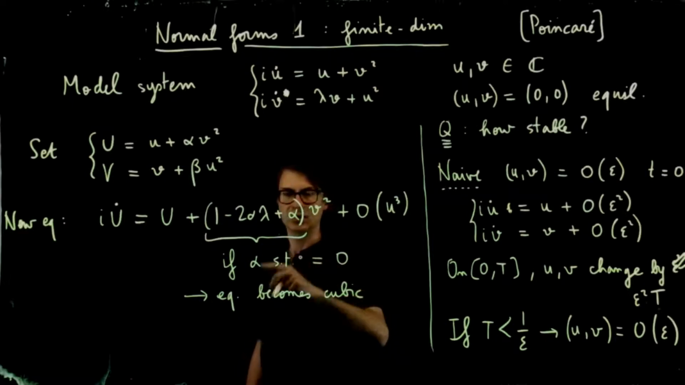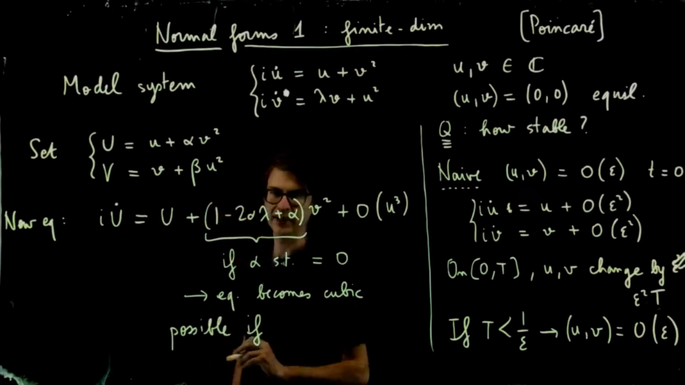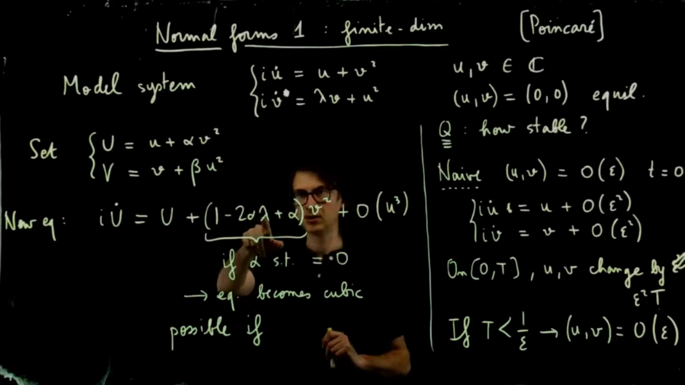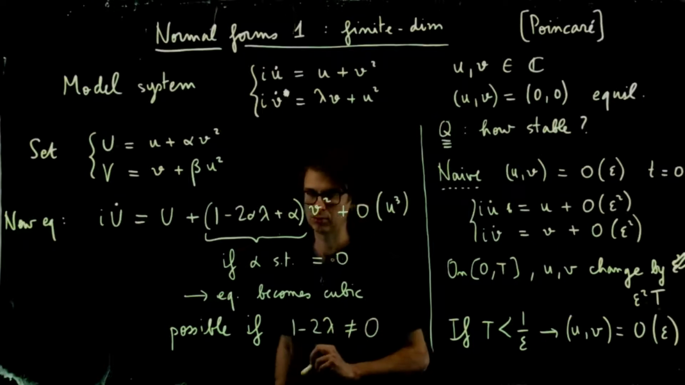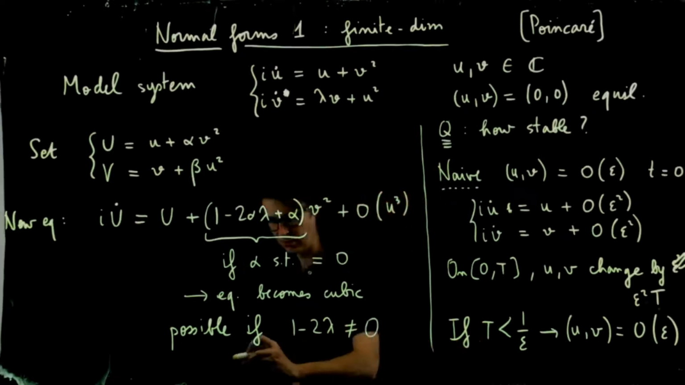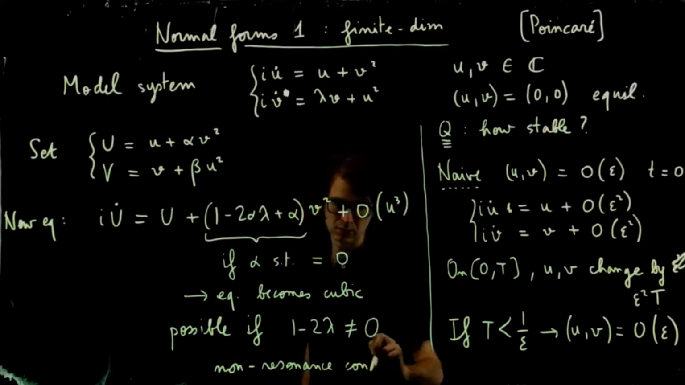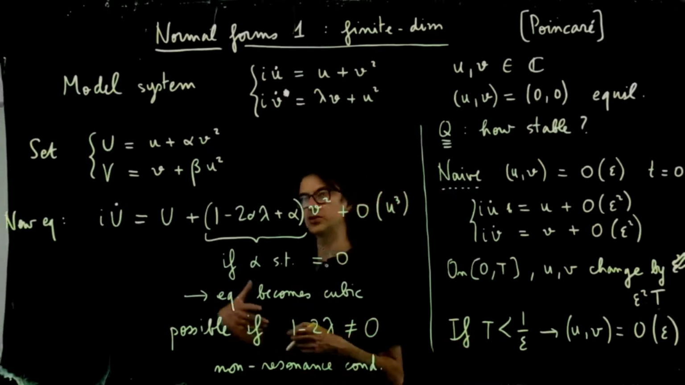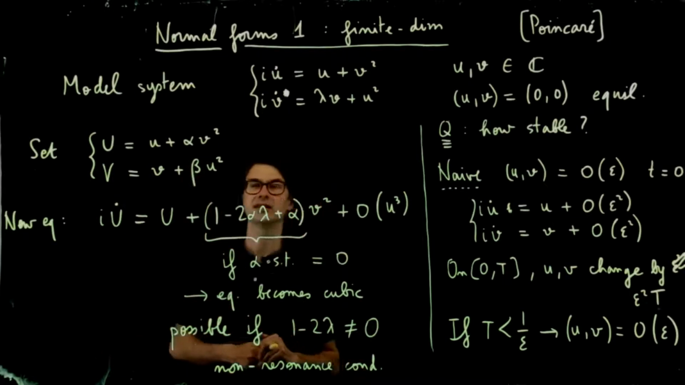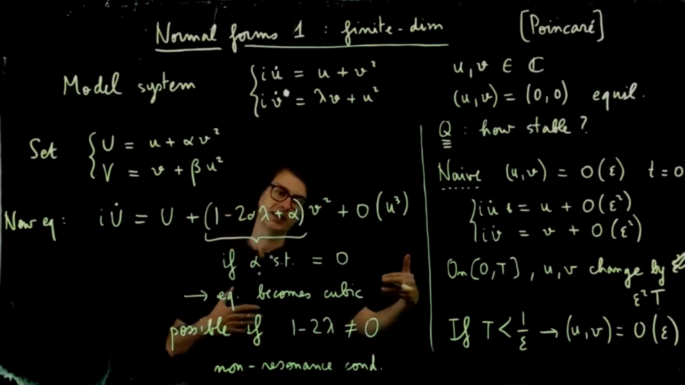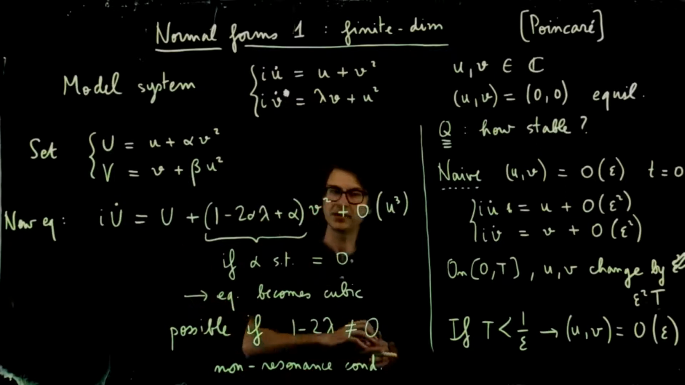And furthermore, this is possible if, so what you need is 1 minus 2 lambda non-zero. And this is a non-resonance condition. Okay, so of course, once you obtain cubic terms, you can apply once again this transformation and keep on going until you hit resonances. As long as there are no resonances, you can iterate this transformation.